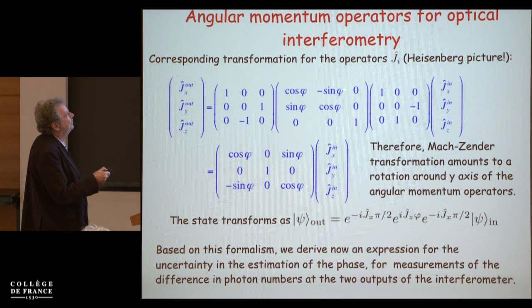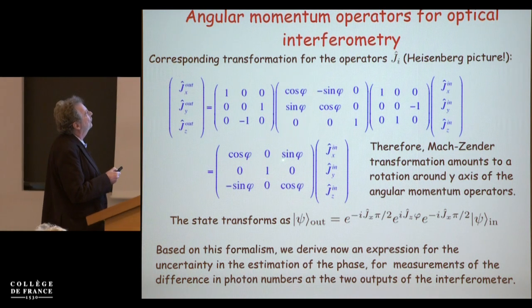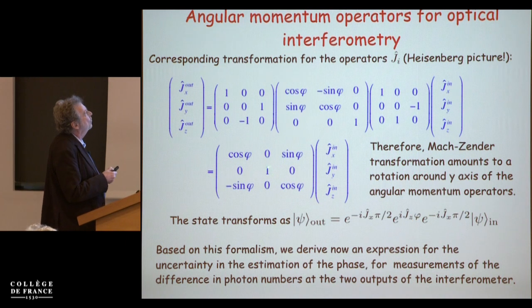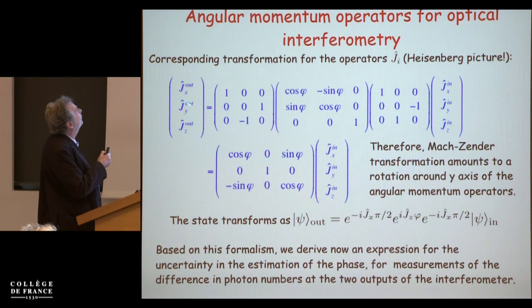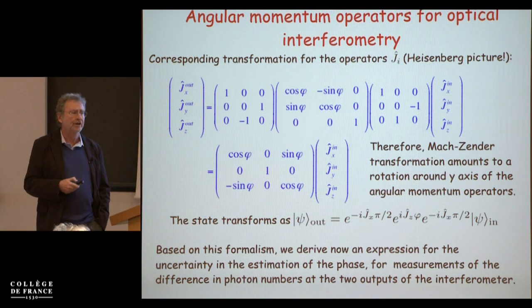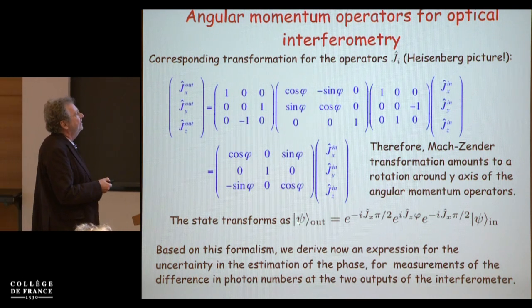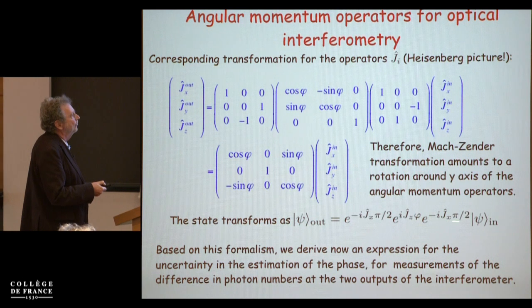This is the first beam splitter, the phasing, second beam splitter, and if you multiply all that, you get this matrix here. And you see that this matrix corresponds to a rotation around the y-axis, because you see Jy does not change, okay? So the three transformations are equivalent to this rotation around the y-axis. And the state, on the other hand, transforms like that.